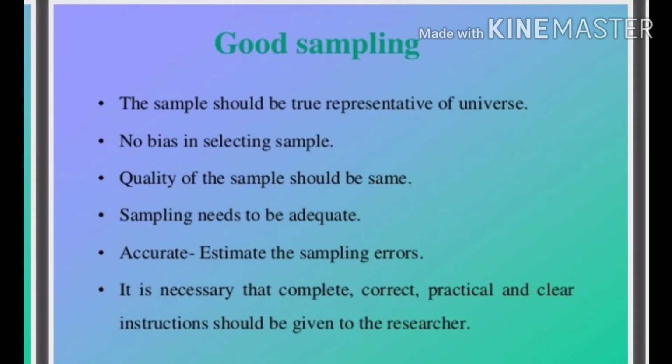Next, good sampling. The sample should be a true representative of the population, with no bias in the selected sample. The quality of the sample should be the same. Sampling needs to be adequate. There should be accurate estimation of the sampling error. It is necessary that complete, correct, practical and clear instructions be given to the researcher.